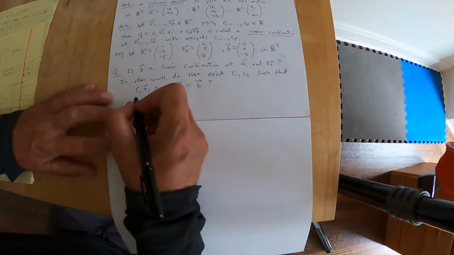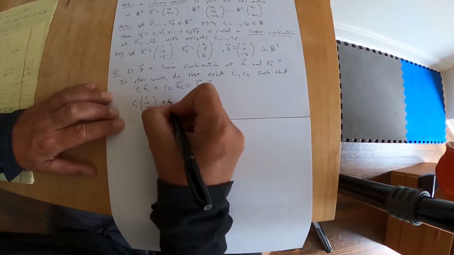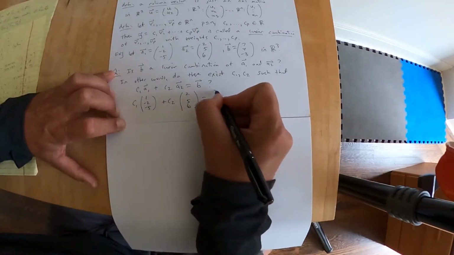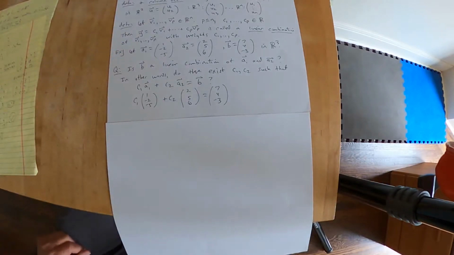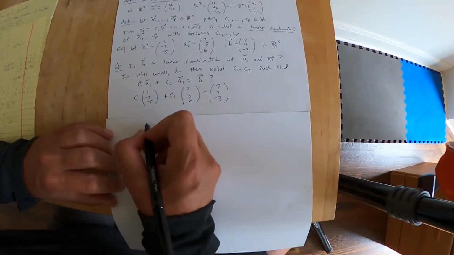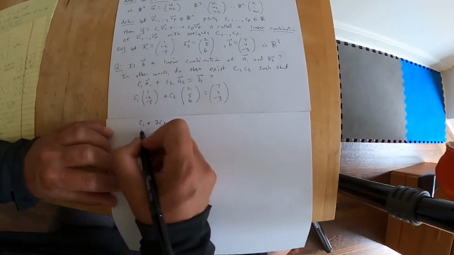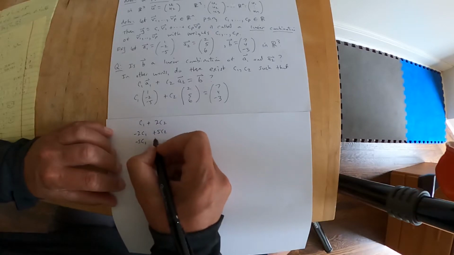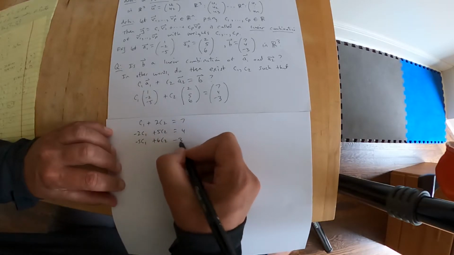Alright, so let's rewrite this. So now we're going to take C1 times the vector 1, minus 2, minus 5, add it to C2 times the vector 2, 5, 6, and set this equal to 7, 4, minus 3. Okay? Just doing a little bit of vector work here on the left-hand side. If I put this into one vector, I have C1 plus 2C2 on the left, minus 2C1 plus 5C2, minus 5C1 plus 6C2. This guy equals 7, this one equals 4, and this one equals minus 3.